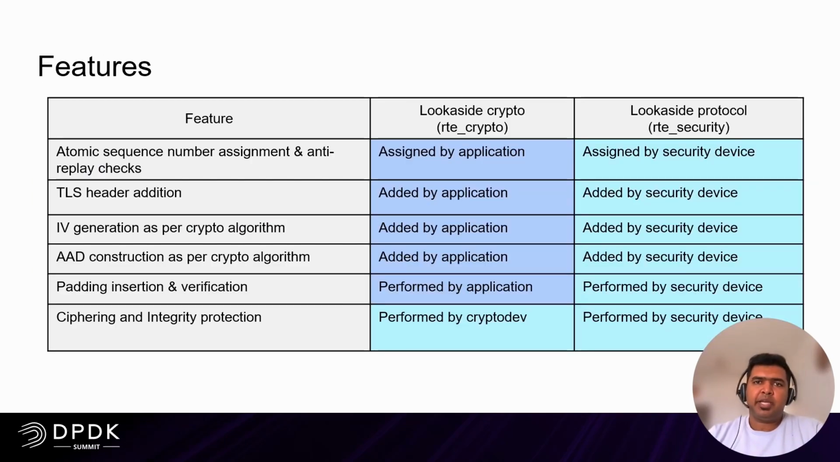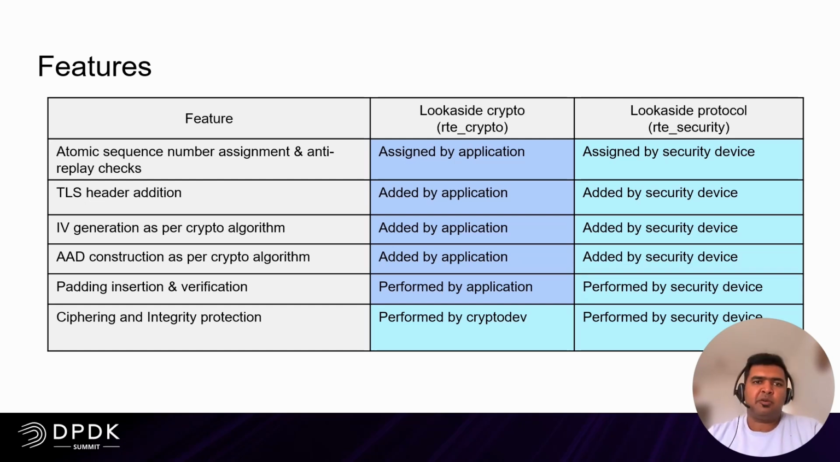Both RTE crypto and RTE security libraries can accelerate TLS record protocol operations. Lookaside crypto is the mode where CryptoDev performs only cryptographic operations, while Lookaside protocol is the one which handles the complete protocol. So Lookaside crypto is the RTE crypto library, and Lookaside protocol is the one enabled by the RTE security library. As we saw earlier, atomic sequence number assignment and anti-replay checks are an integral part of the TLS record protocol.